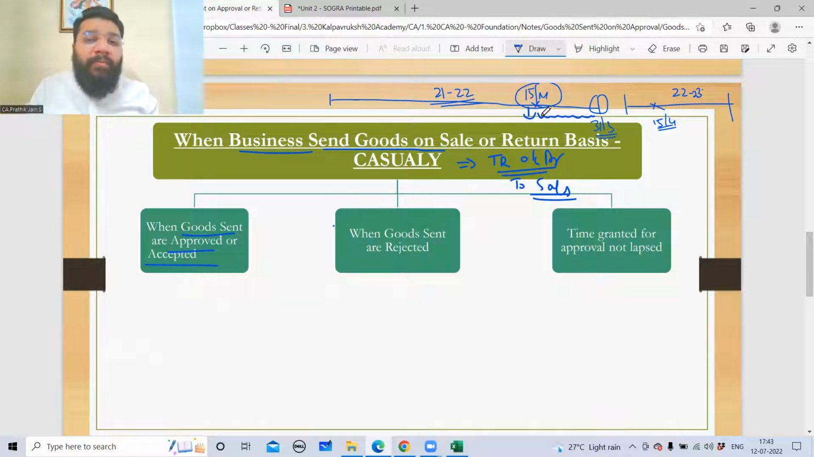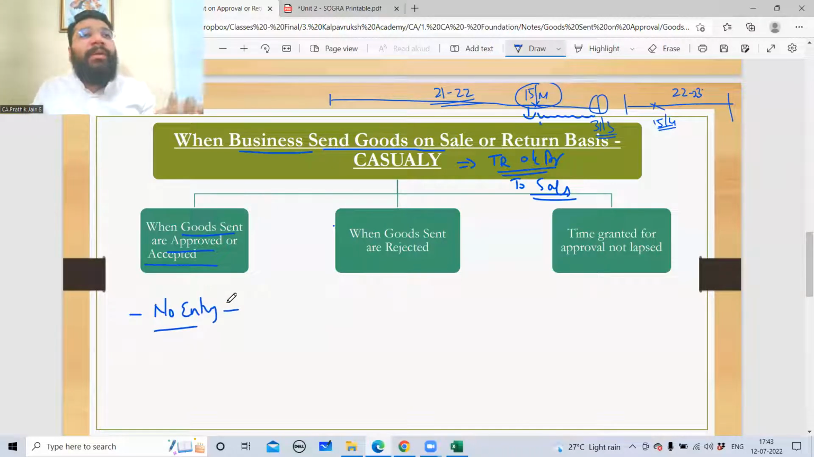Now, after 15th of March, till the year end, in between that period, let's suppose the goods are approved. The customer says, okay, I will accept the goods. In that case, what entry will you pass? No entry, because the goods are accepted and the sale entry is already recorded. So you will not record any entry when the goods are approved or accepted by the customer, because the sale entry is already recorded.